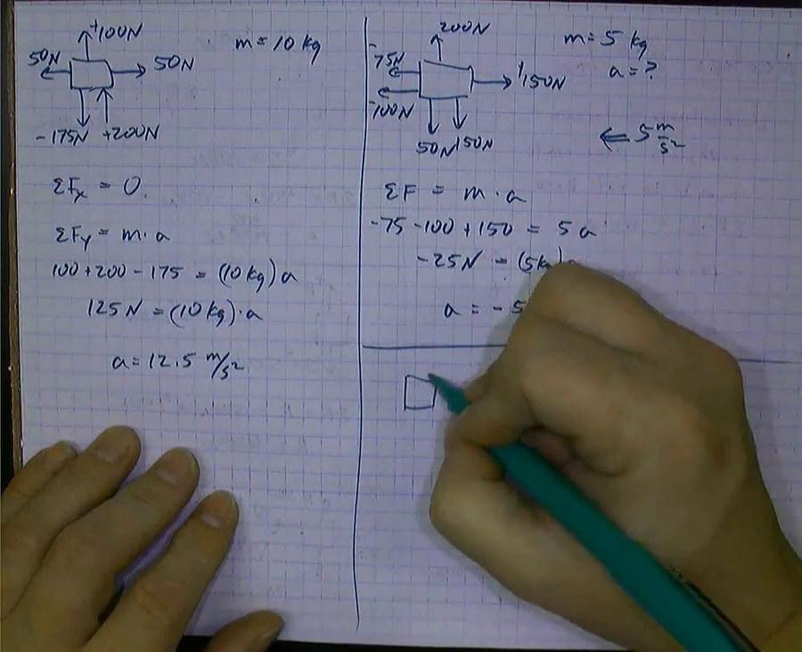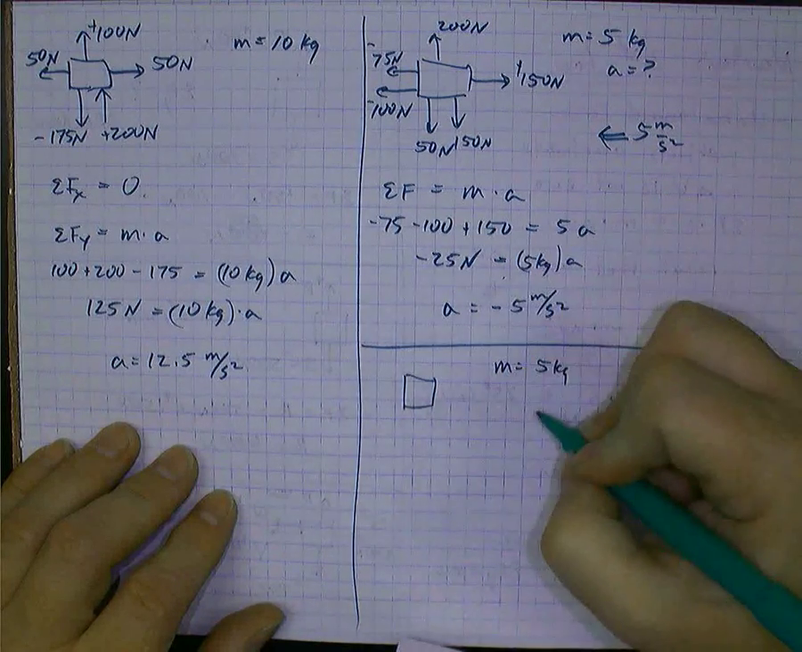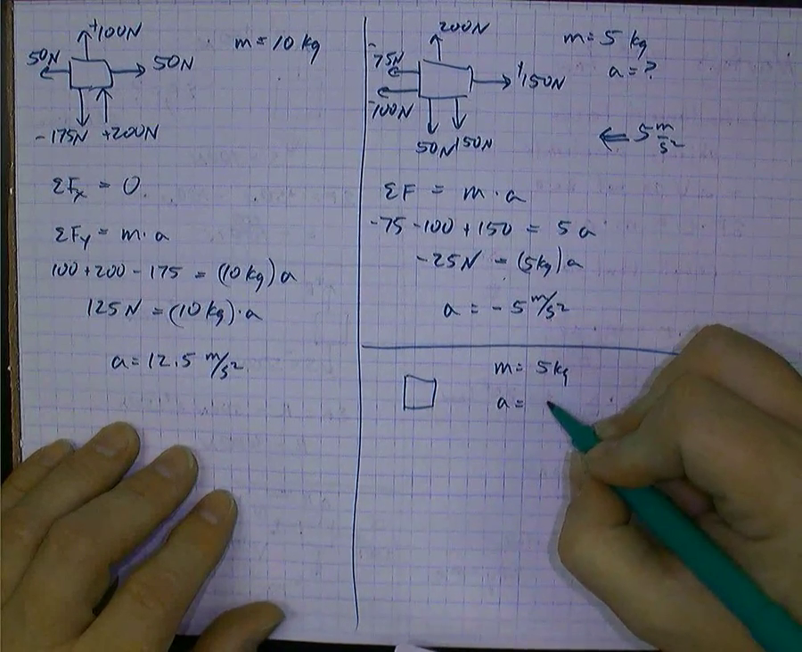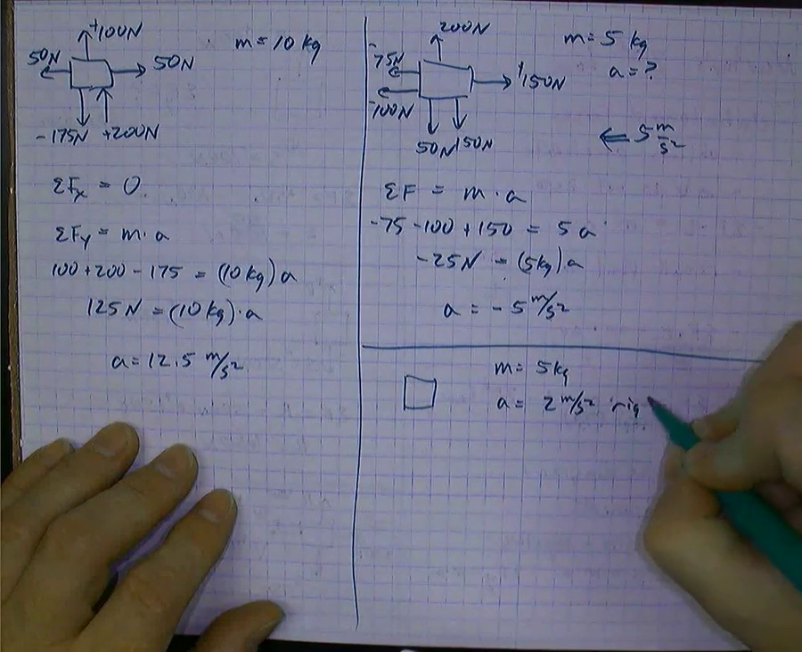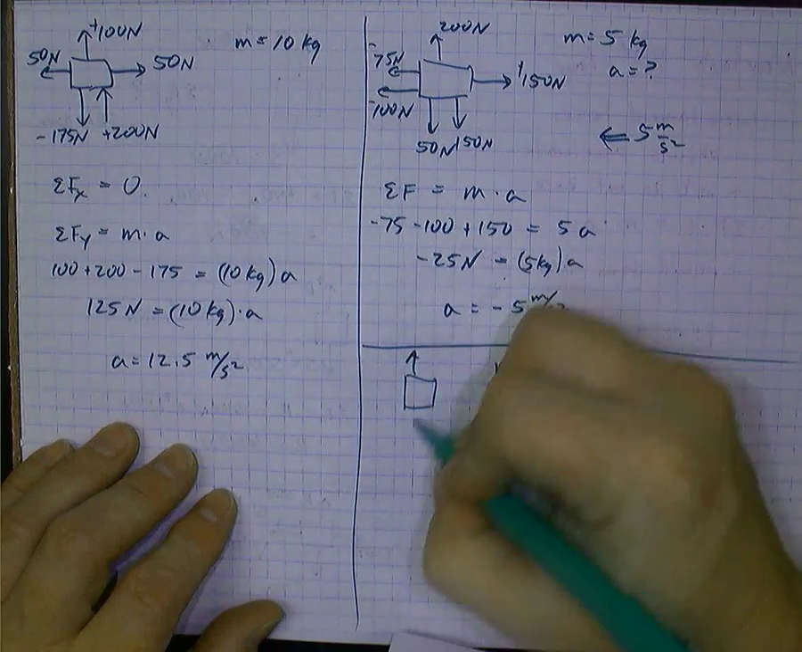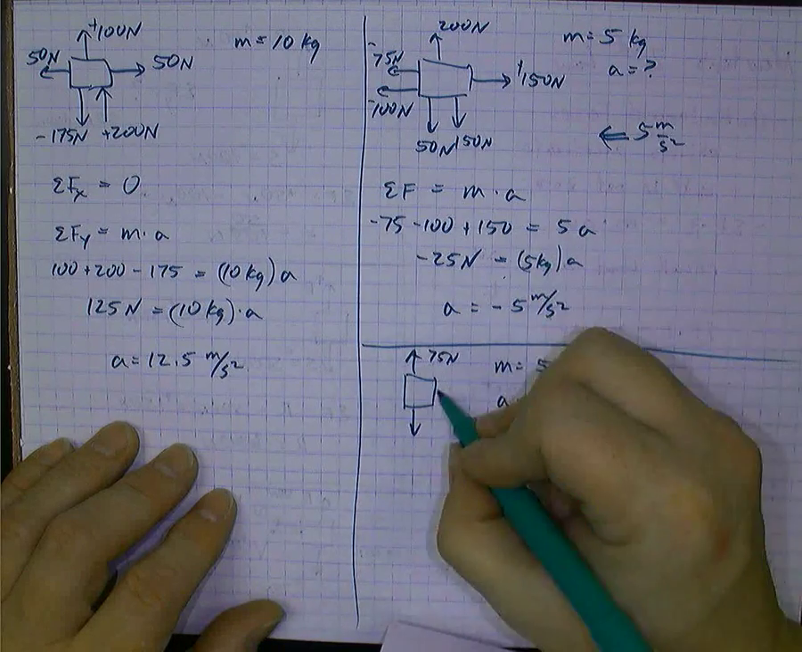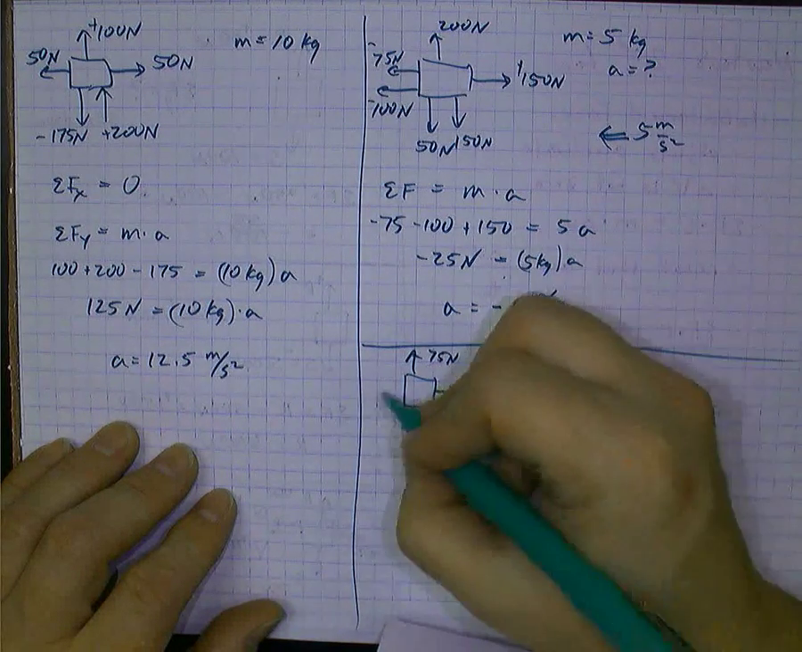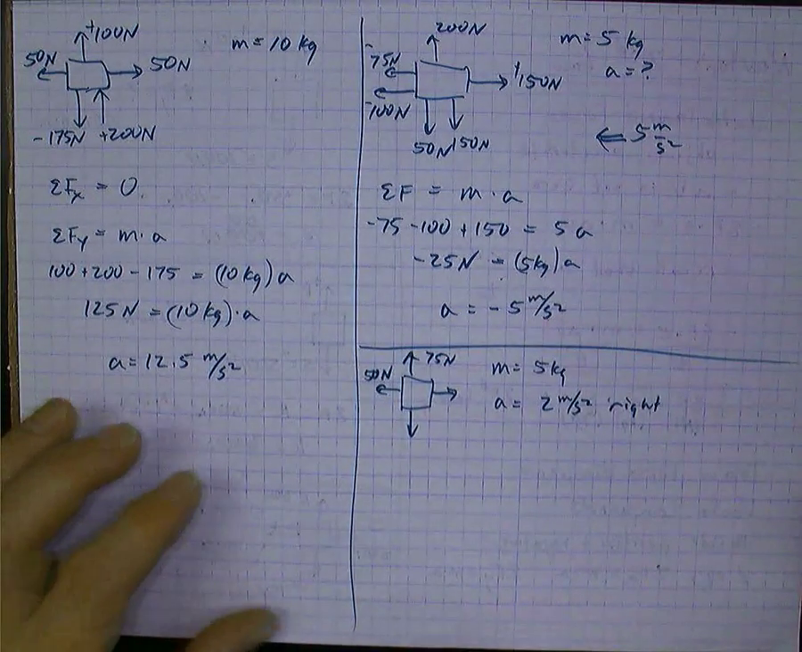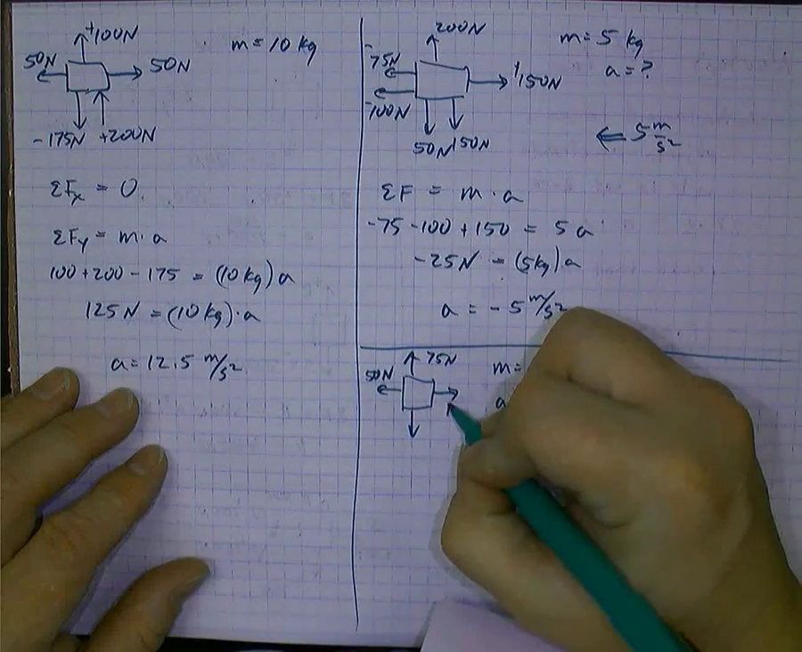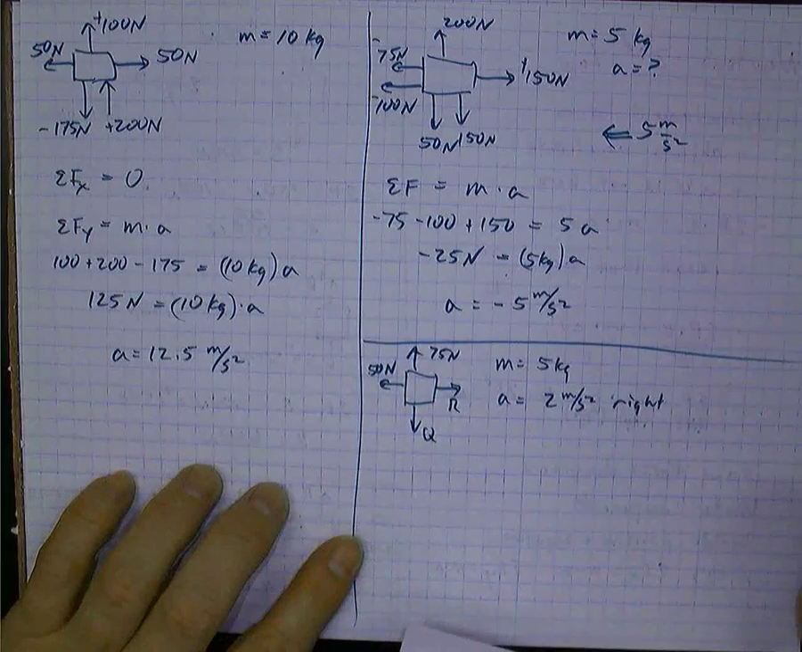Last one. Let's say that the mass is 5 kilograms again. Let's say that the acceleration is 2 meters per second squared to the right. Let's put those 4 forces onto it. Let's label this one R and this one Q. And the question might be, what are the values of R and Q?